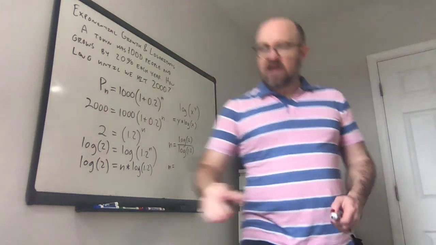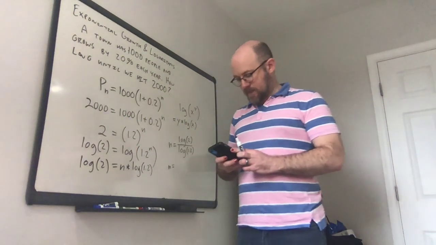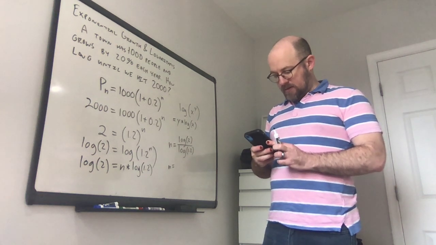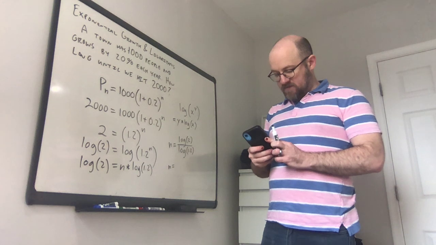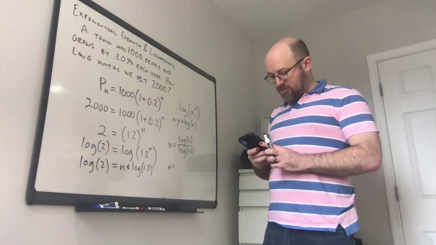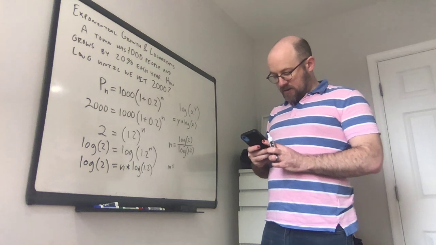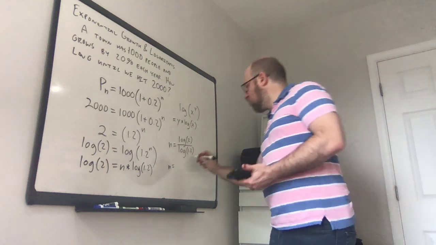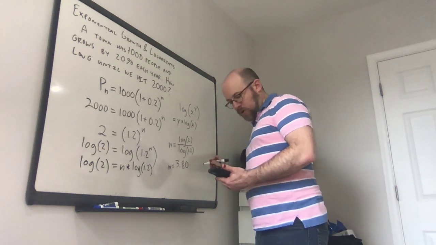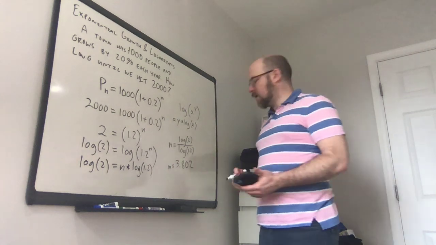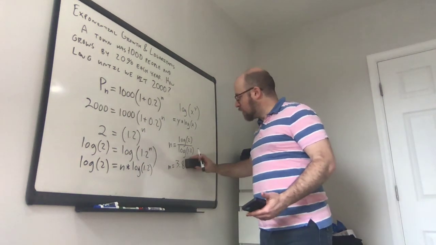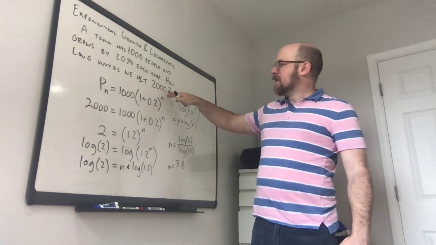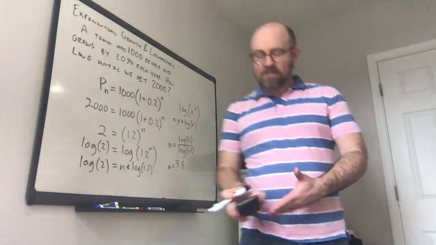But if we do this, log of 2, let's see, log of 2, which is 0.693, divided by log of 1.2, gives us 3.802. So 3.8, let's say 3.8. We can round because we're at the end of our problem. So what this is saying is that in 3.8 years, the population will hit 2,000, okay?